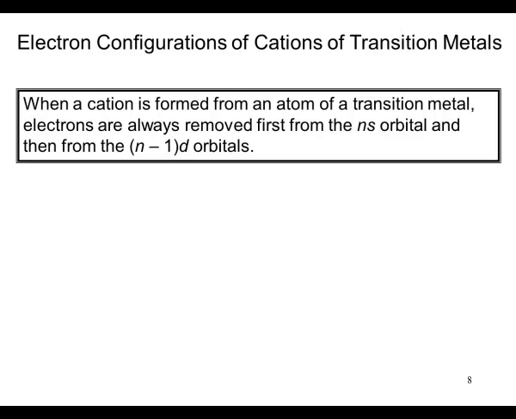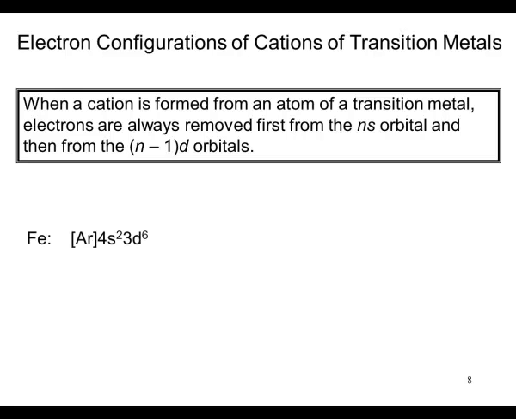The transition metals are a special case. When a cation is formed from an atom of a transition metal, electrons are always removed first from the ns orbital and then from the n-1 d orbitals. Let's look at some examples.